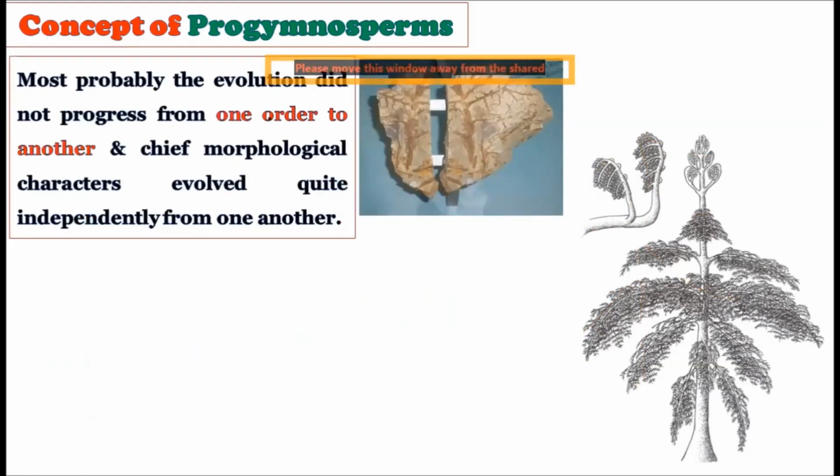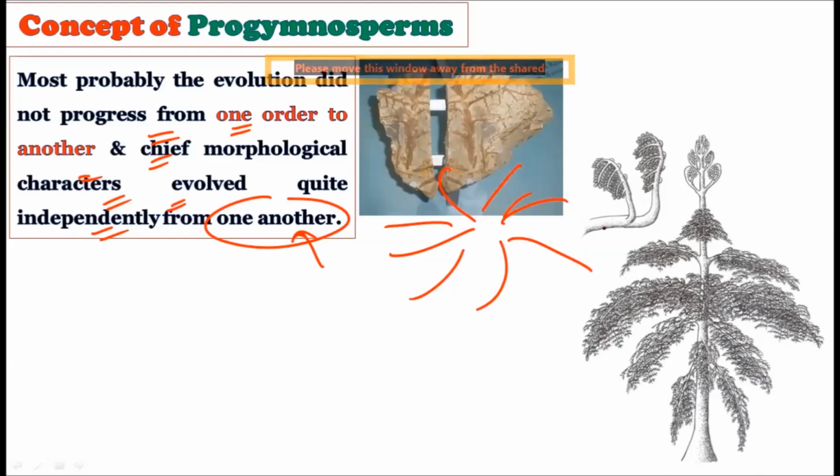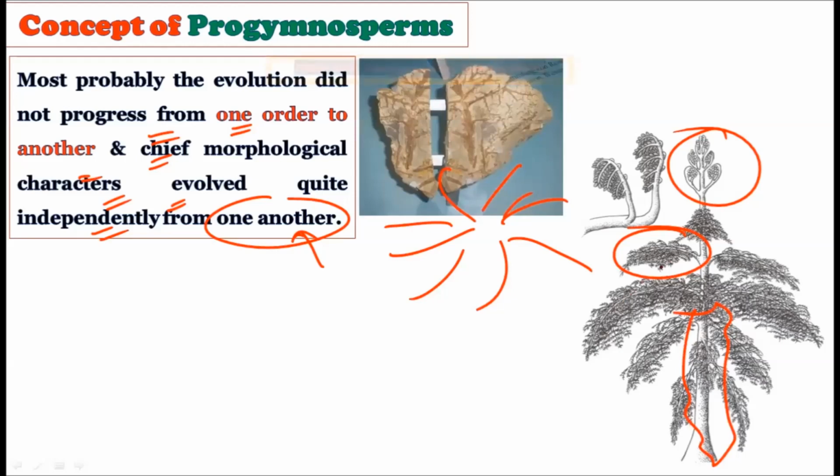Most probably the evolution did not progress from one order to another, and the chief morphological characters evolved quite independently from one another. Whatever characteristics are found in the progymnosperms must have originated independently, according to the environmental conditions at that time. They were not descended directly from a common source. The dichotomous branching, the terminal sporangia, the woody habit, all these characteristic features may have evolved independently from one another and not on a straight line, according to the environmental conditions.